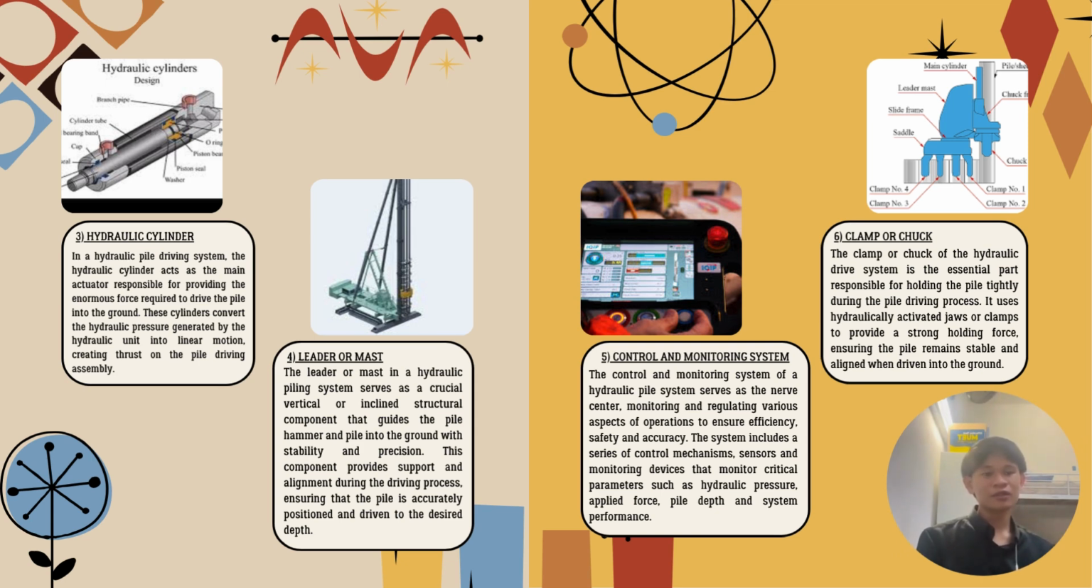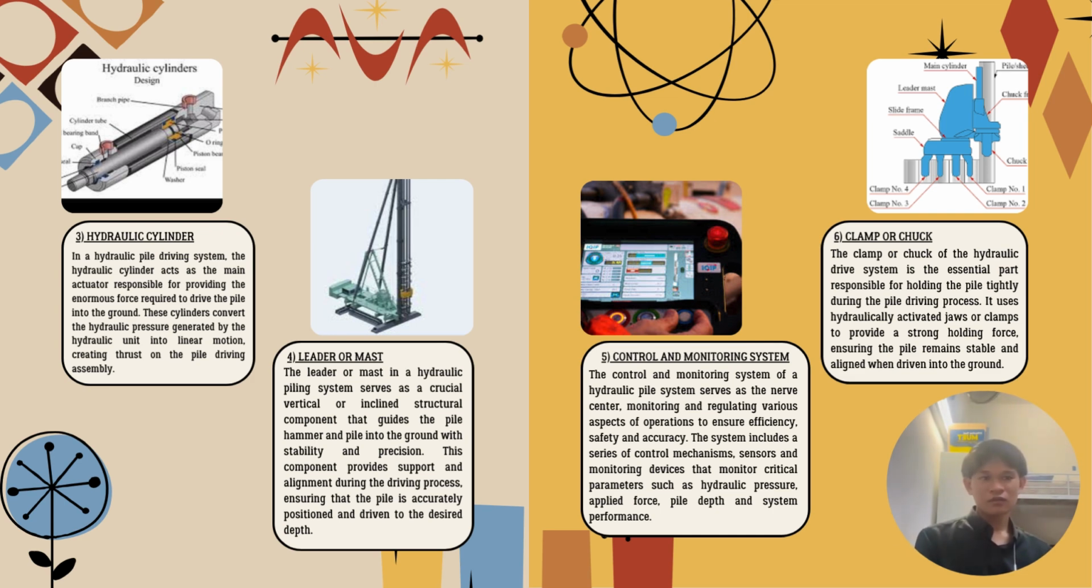Number 5 is control and monitoring system. The control and monitoring system of a hydraulic pile system serves as the nerve center, monitoring and regulating various aspects of operation to ensure efficiency, safety and accuracy. The system includes a series of control mechanisms, sensors and monitoring devices that monitor critical parameters such as hydraulic pressure, applied force, pile depth and system performance.